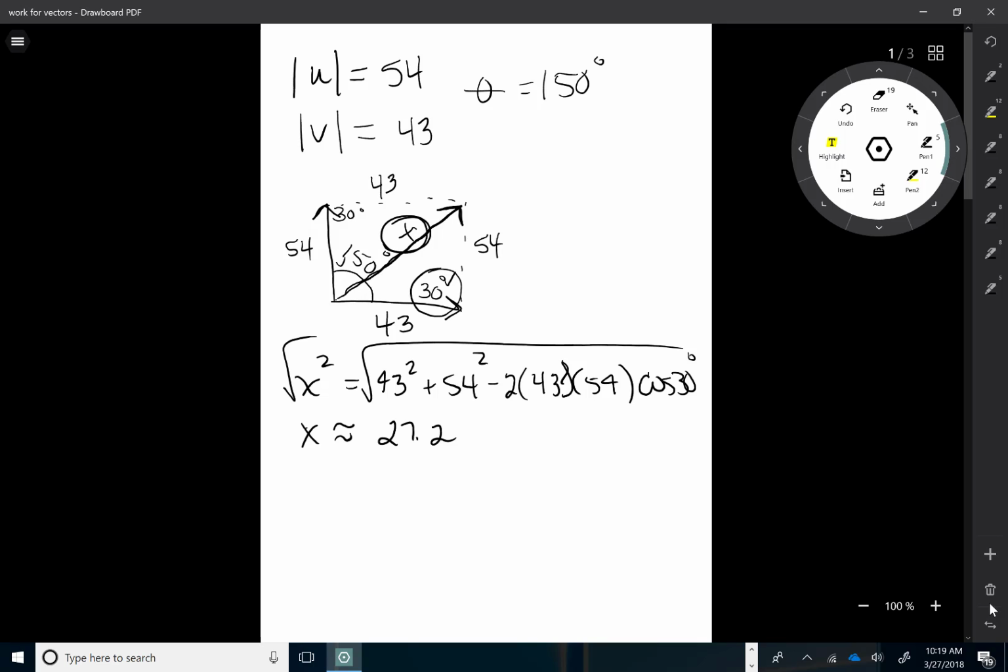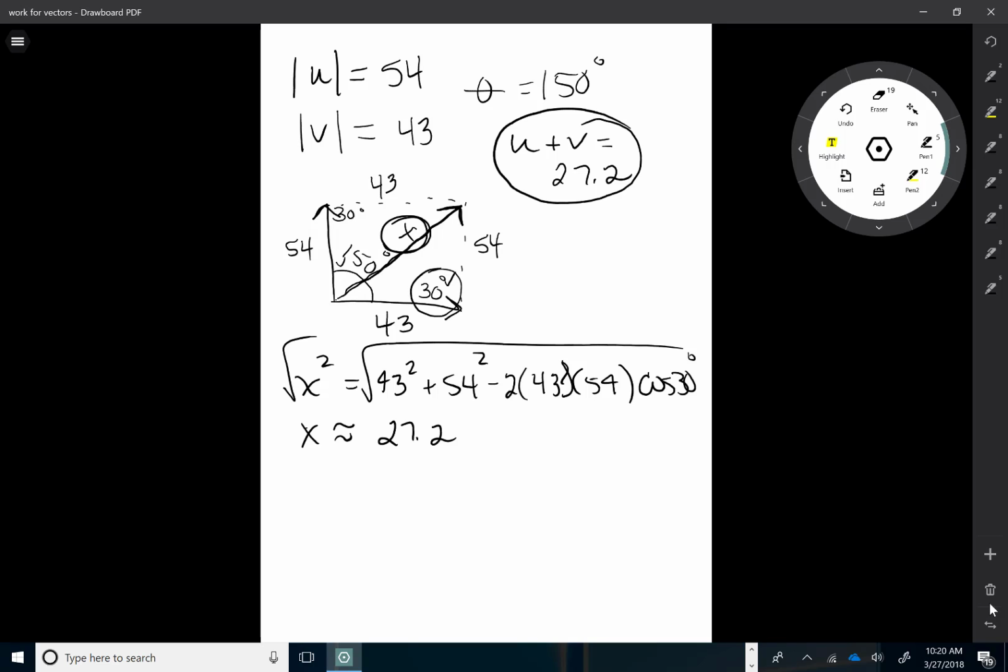So that is u plus v is equal to 27.2. That is the addition of those two vectors. So that's the magnitude of that resultant is what that is. I hope that that makes sense to you. That's the size of that line is what you're doing. So you are finding the magnitude of that resultant that's there. Now, the other way that you can look at this is by using triangles, but let's finish this problem first.